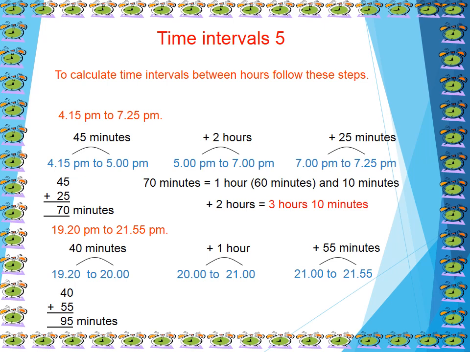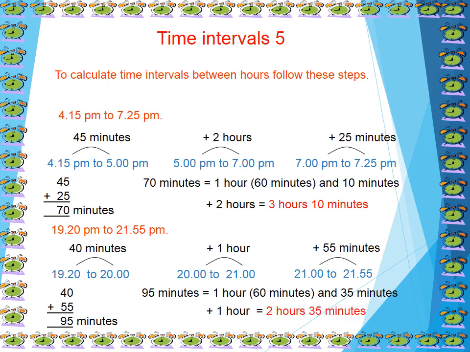Then we will add the minutes together. 40 plus 55, how much? 95 minutes. Then we will change the minutes to hours and minutes. 95 minutes equals 1 hour and 35 minutes. Then from before, from 20 to 21, we also have 1 hour. We will add it. So we have 2 hours and 35 minutes.